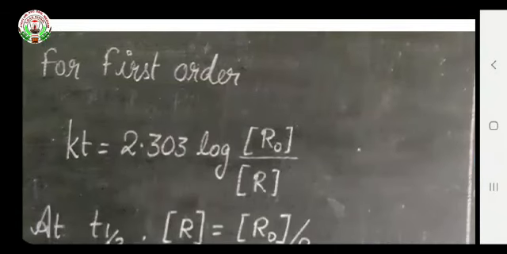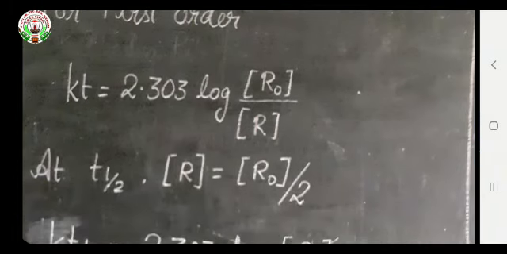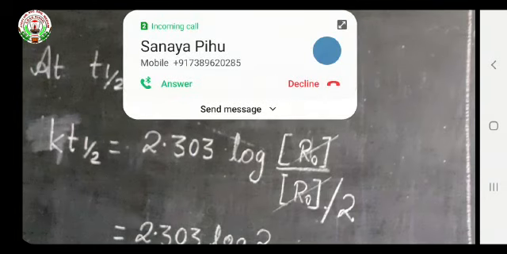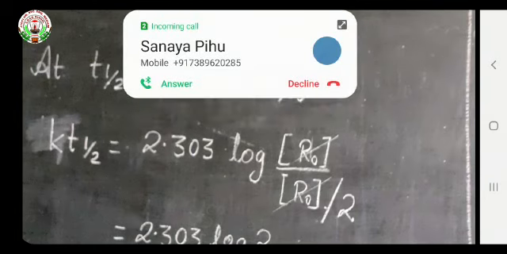that is kt is equal to 2.303 log of concentration of R naught upon concentration of R. So again, for the time t half, we have the concentration of R as concentration of R naught upon 2. Here again we have to write the value of R as R naught upon 2. By taking this value, k t half is equal to 2.303 log of concentration of R naught upon concentration of R naught upon 2.